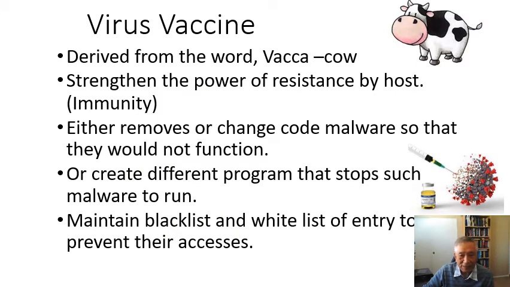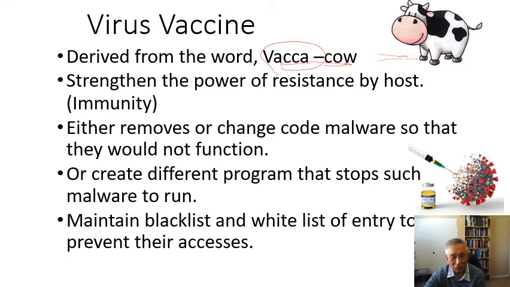Then there's the vaccine issue. These days there's the corona problem, COVID-19, so there's a vaccine. What is a vaccine? It's a piece of the virus that goes into your body and somehow makes your body immune. It's a very similar idea. The word vaccine comes from vaca, I think a Latin word for cow, and strengthening the power of resisting, that's immunity.